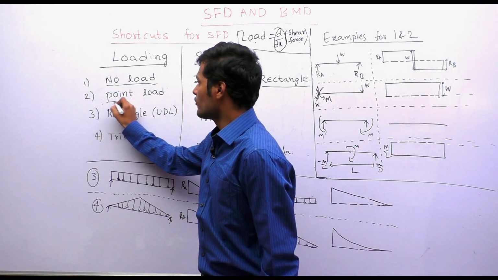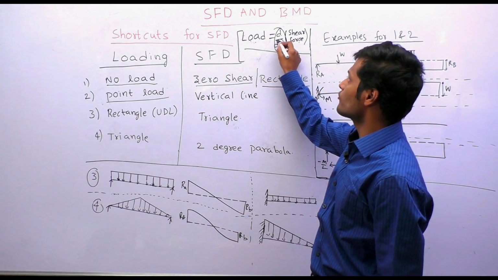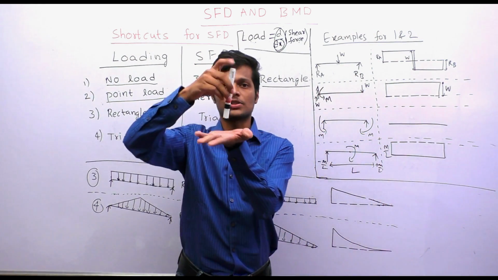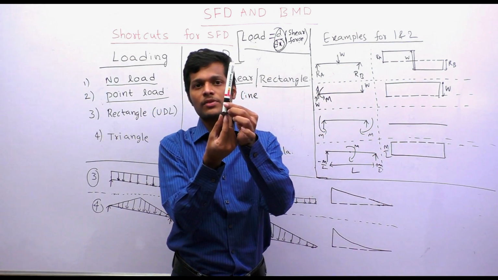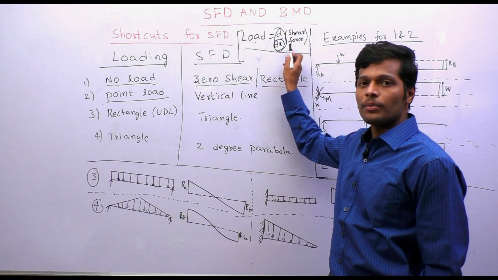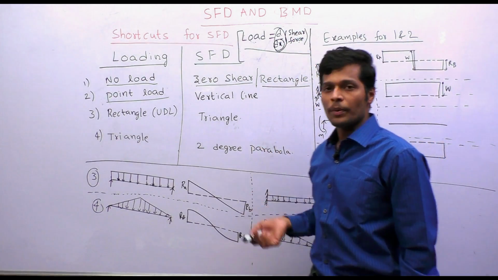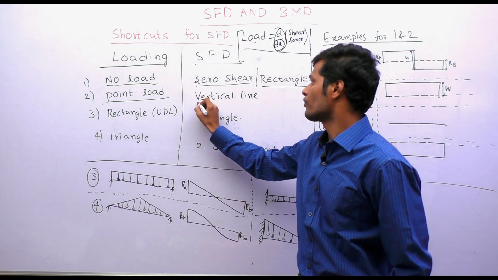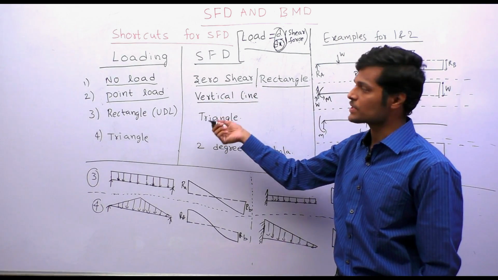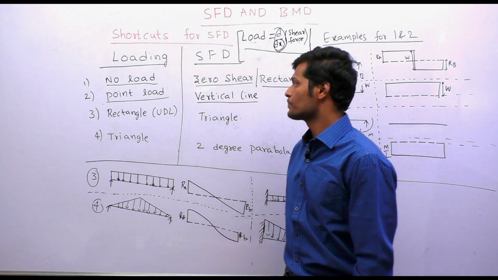And second, if you have point load. So point load means the value of x will be 0 because the point load will be concentrated. So that is why the x value will be 0. So when the x value is 0, the load value will become infinite, which means that the slope becomes infinite. So slope infinite means it is a vertical line. So you get a vertical line because slope of vertical line is infinity.